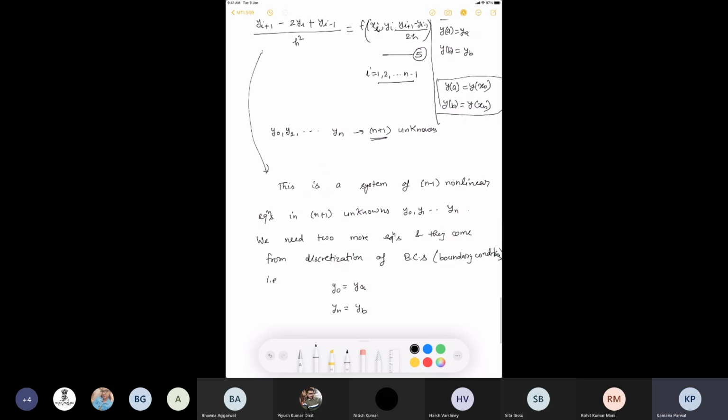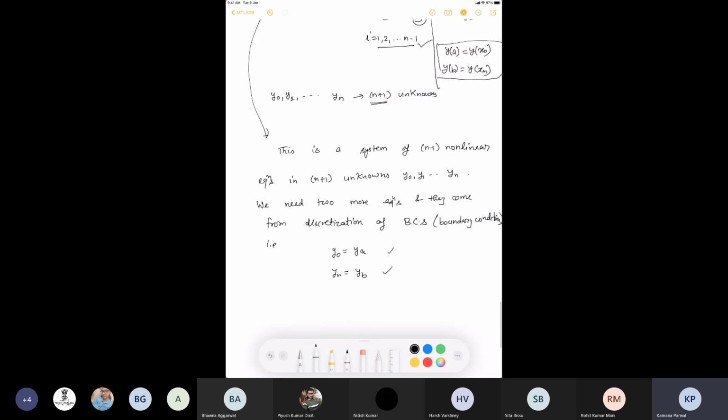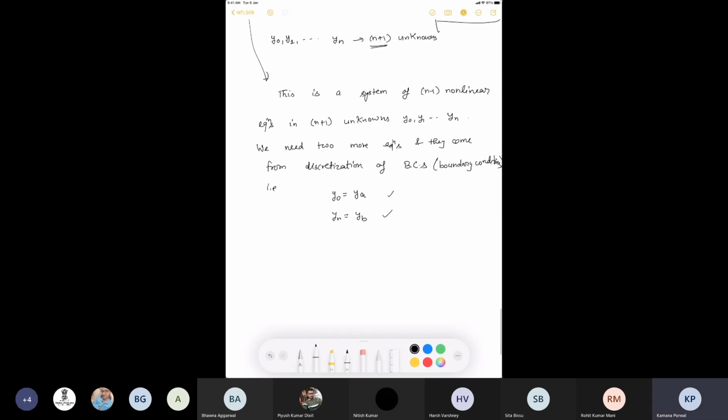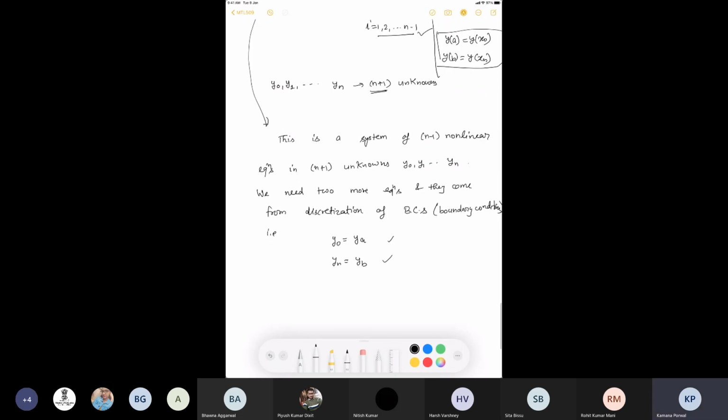All right. So now you can see that we have n minus 1 equations from here, and then 2 equations we have got from here. So we have n plus 1 unknowns and n plus 1 equations, right? So we will be able to solve for yi's, where i is ranging from 0 to n.